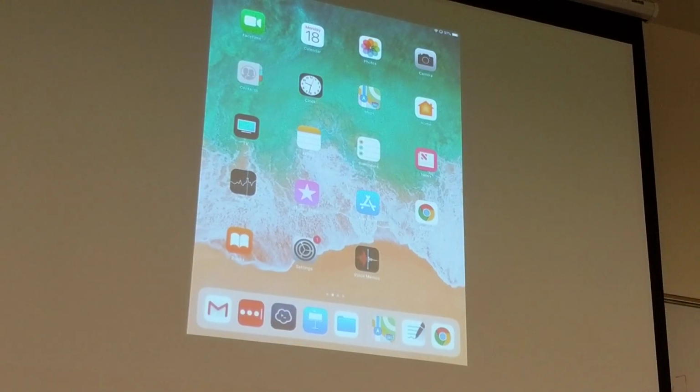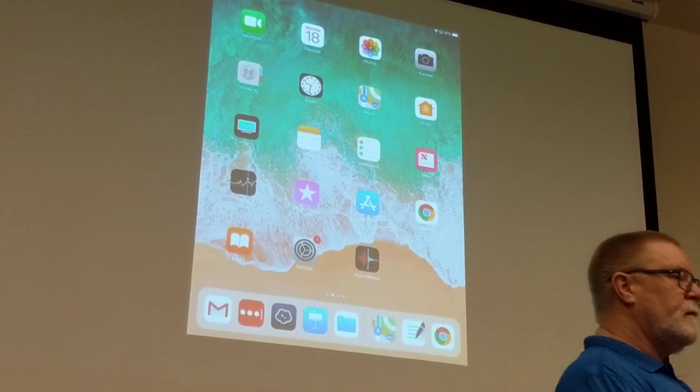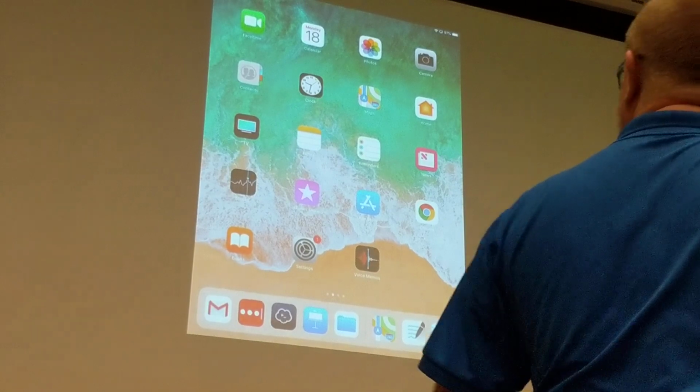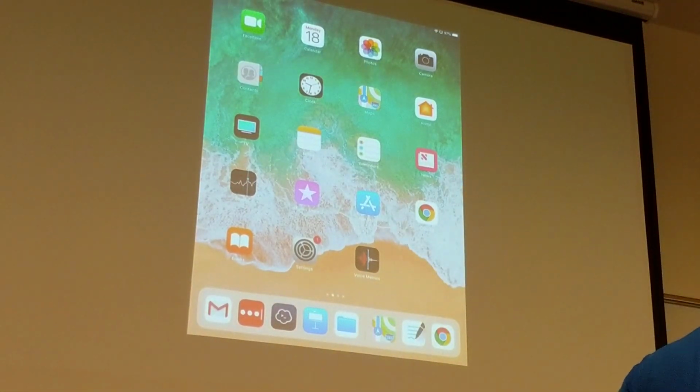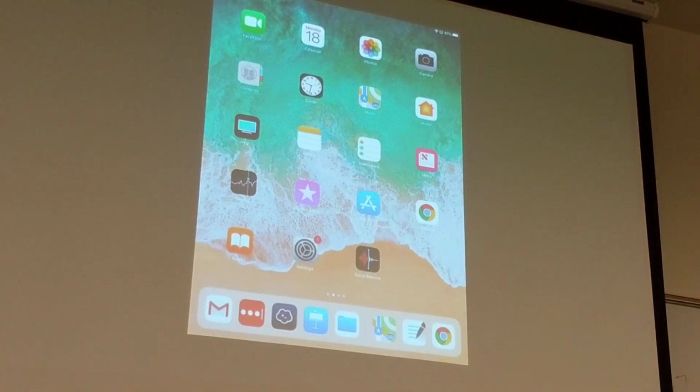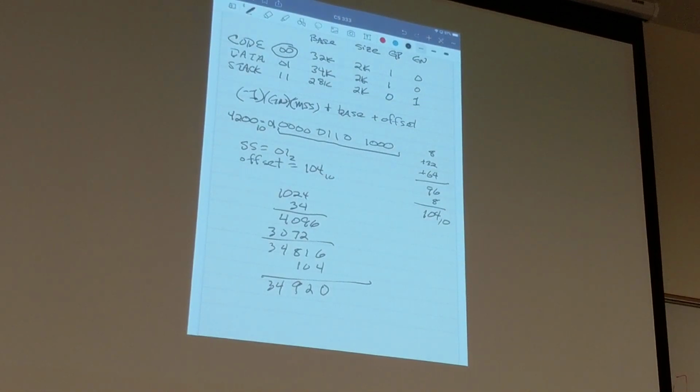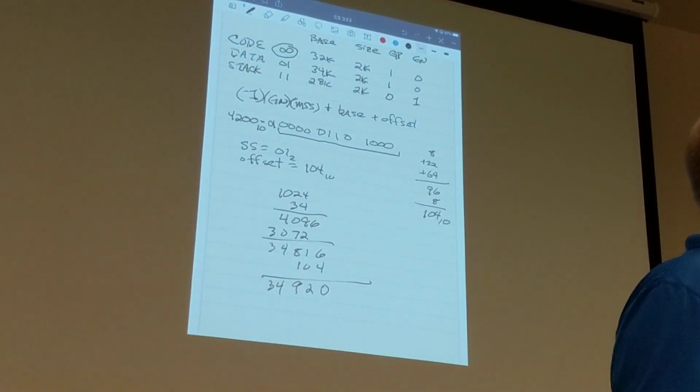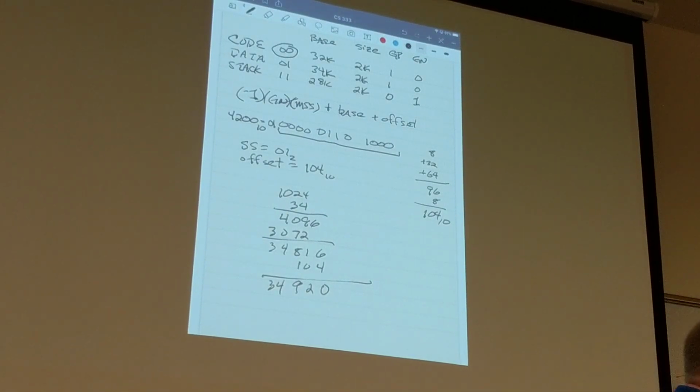People got 34,920? Huh? Yes. So why are you multiplying by 2 to the 10? That's 1, 0, 2 to 4. Aren't there 11 bits outside of the segment? Yes, but we count from 0.